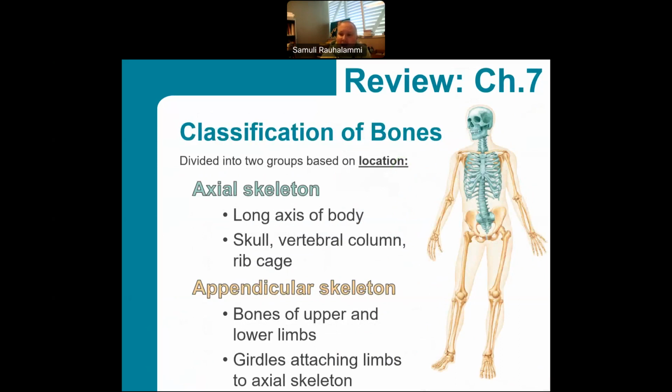We can classify bones based on their location into two main groups. We have the axial skeleton that forms the long axis of the body, and that includes the bones that form your skull, vertebral column, and rib cage, whereas the appendicular skeleton is the bones of the upper and lower limbs. Pay attention to these transition zones. On the upper limb, your scapula, so your shoulder blade, and your clavicle, so collarbone, are part of the appendicular skeleton. On the lower limb, your hip bones are part of your appendicular skeleton. So just make sure that you know what's appendicular and what's axial.